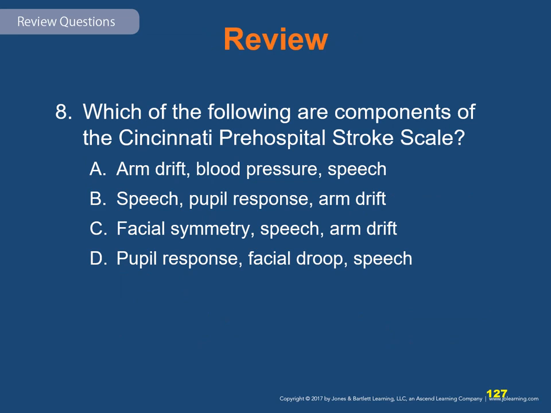Question 8. Which of the following are components of the Cincinnati Pre-Hospital Stroke Scale? A, arm drift, blood pressure, and speech. B, speech, pupil response, and arm drift. C, facial symmetry, speech, and arm drift. Or D, pupil response, facial droop, and speech. Now, when you're doing your homework, taking pop quizzes, etc., or here, pull out your table and look at the Cincinnati Pre-Hospital Stroke Scale, and you'll see exactly what it's looking for. So let's see if you figured out the correct answer.